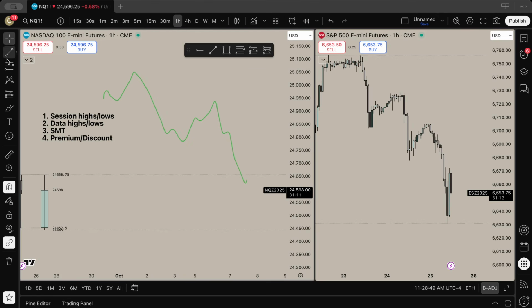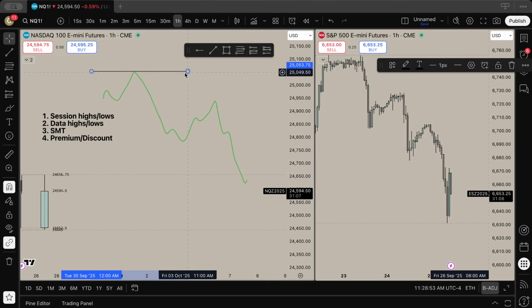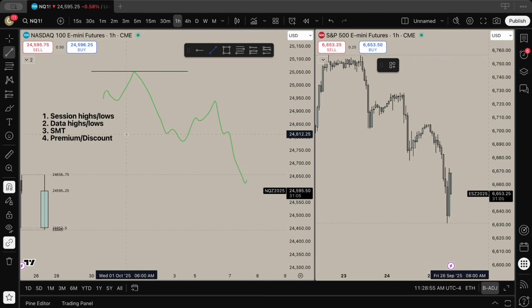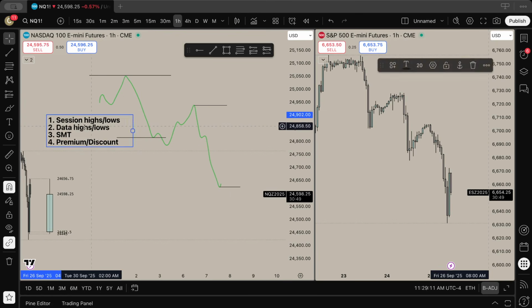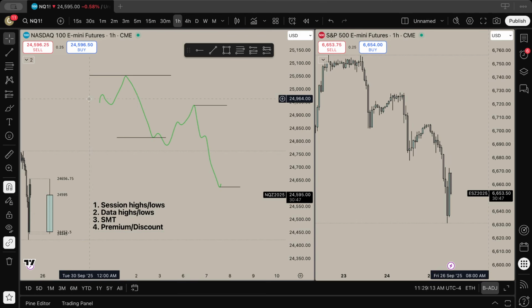Okay, so let's say that this is Asia high right here. That's Asia high. This is Asia low. And then this is London high, and let's just say this is London low. The way that session highs and lows work, and it's the same with data highs and lows, is that if price sweeps one high, you target the other high.